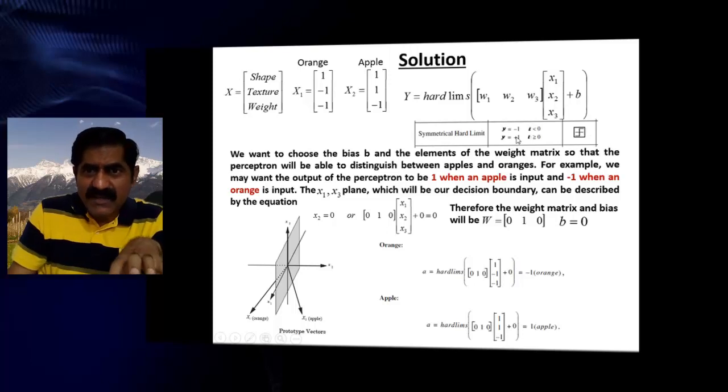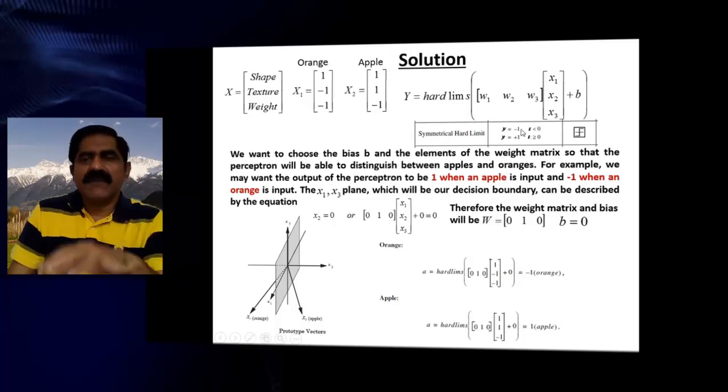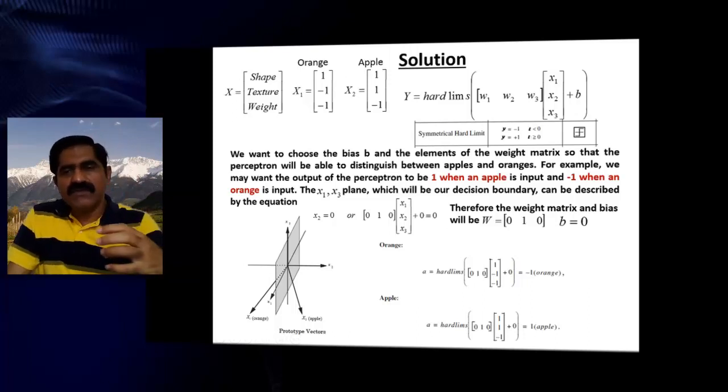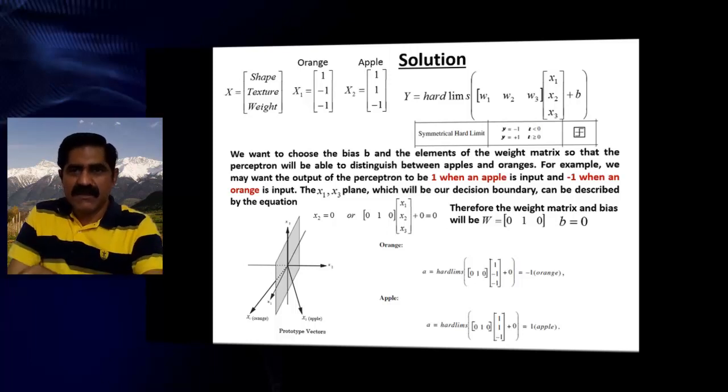So for this, we are considering +1 for apple, -1 for orange. So that is the requirement. Suppose you give a fruit to this algorithm. If the output is +1, it is kept in the apple location. If the output is -1, we keep it in the orange location. So every fruit is processed like that.